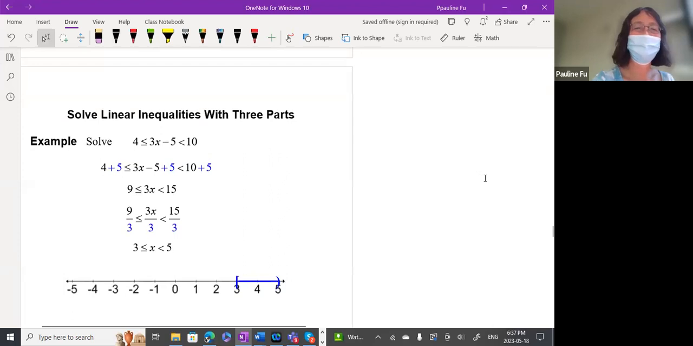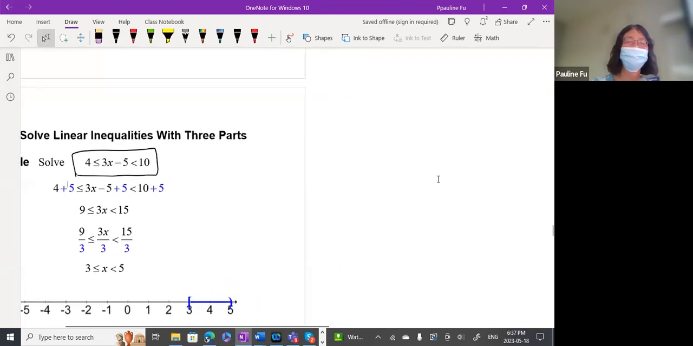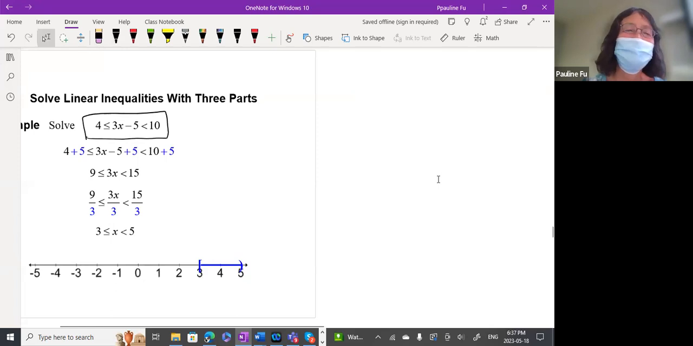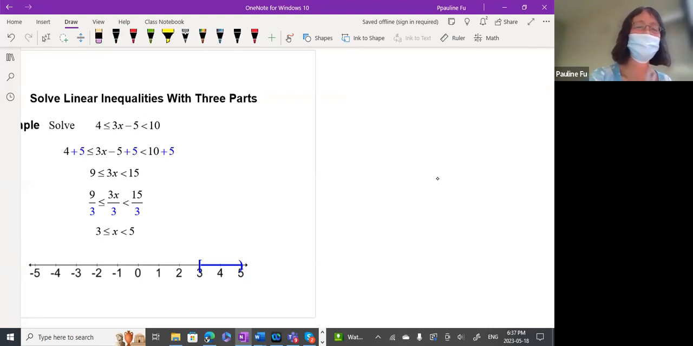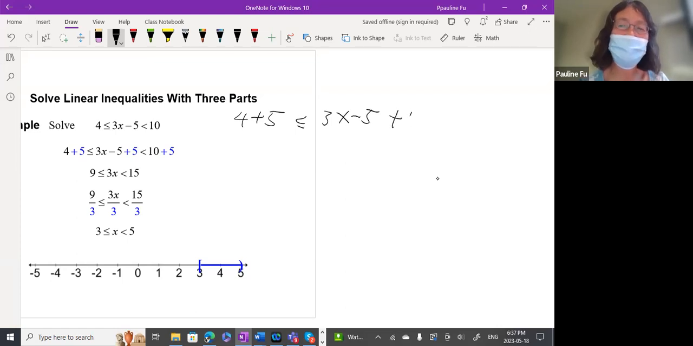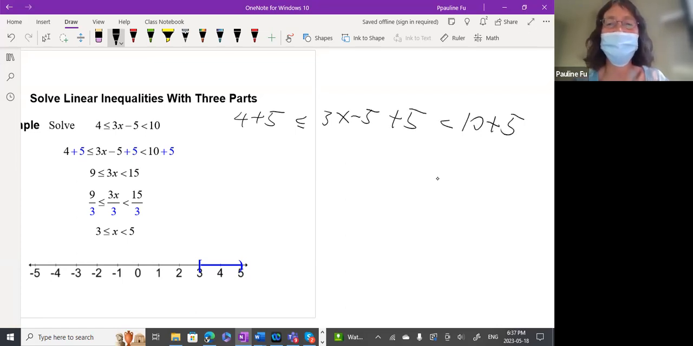Next example, solve this one. Okay, let's solve this one. This inequality has three parts, one, two, three, okay? So we are going to be working with multiple parts. First, every part add five. So four add five. Every part add five. The reason is you want to get rid of this negative five. All the parts add five.